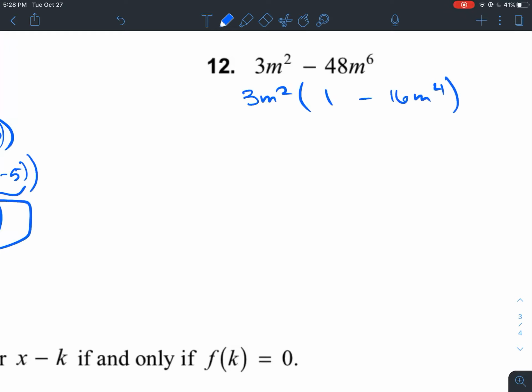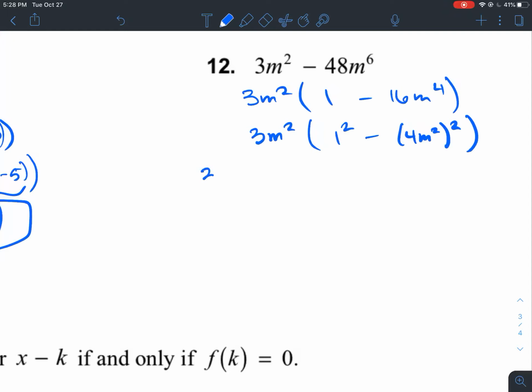Alright, now are there any special patterns that we're aware of? Not if it's anything to the 4th power, but I can change this so that it's 3m squared, and then I can change this so that it's 1 squared, because 1 squared is 1, minus, and I can change this to be 4m squared squared, because that will give me 16m to the 4th. So now I have a difference.